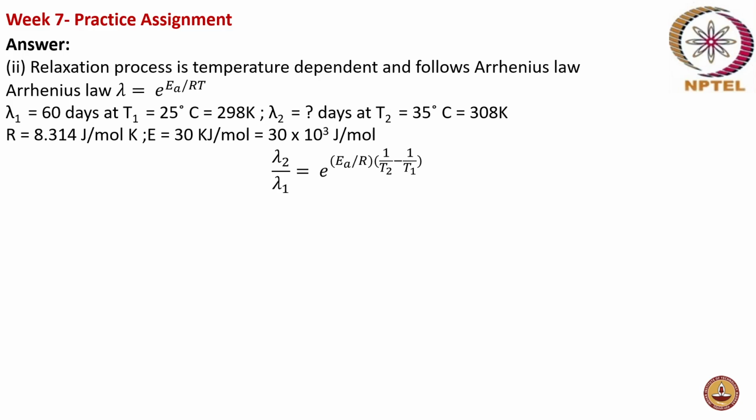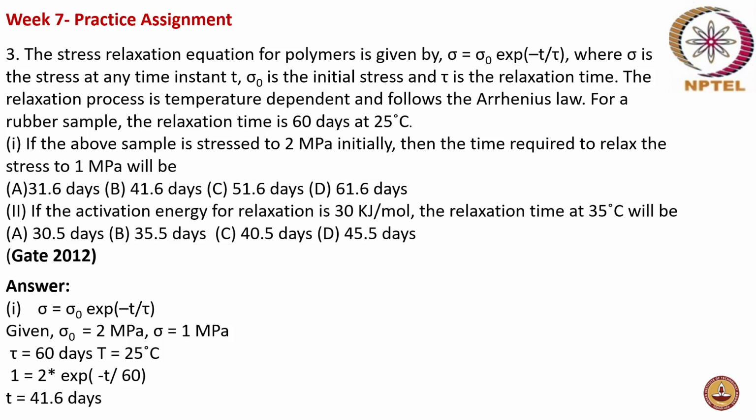Just dividing lambda 2 by lambda 1, we will get lambda 2 by lambda 1 is equal to exponential of EA by R into 1 by T2 minus 1 by T1. So here again we have all the other parameters except the relaxation time at 35 degrees centigrade. So lambda 2 by 60 is equal to exponential of 30,000 by 8.314 into 1 by 308 minus 1 by 298. If you do the math, you will get lambda 2 is 40.5 days, which is nothing but your option C.